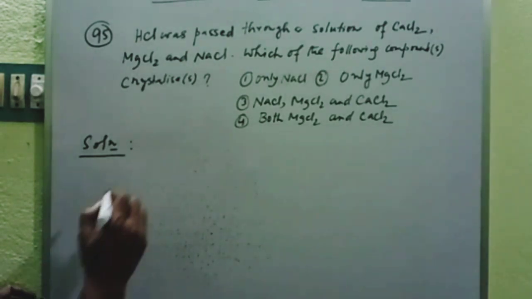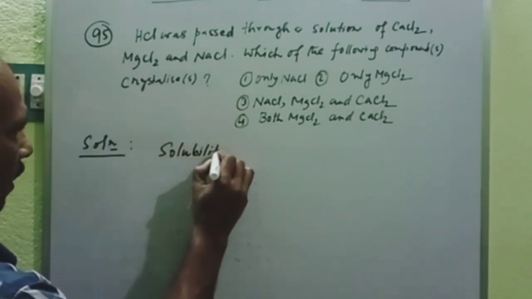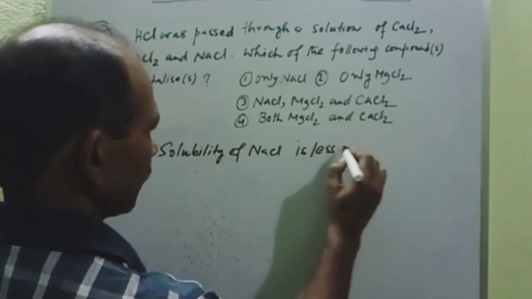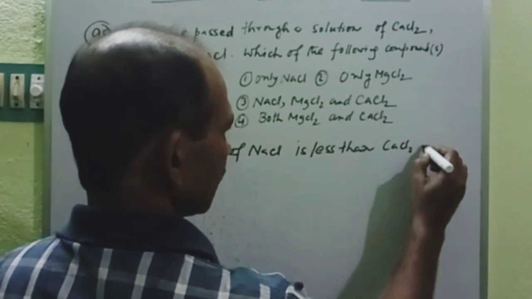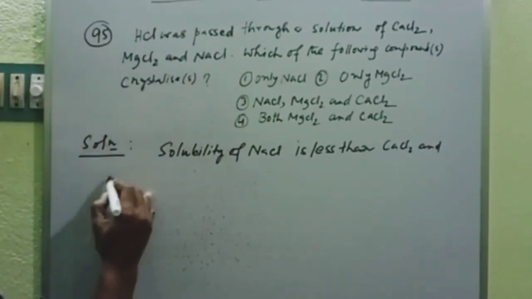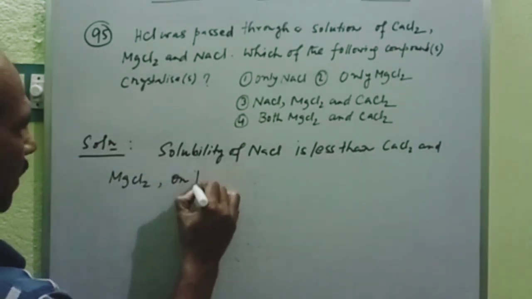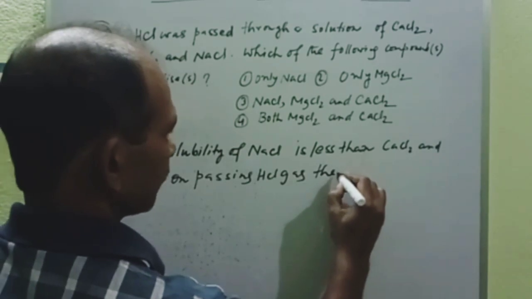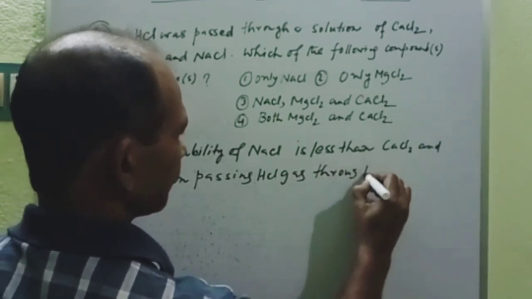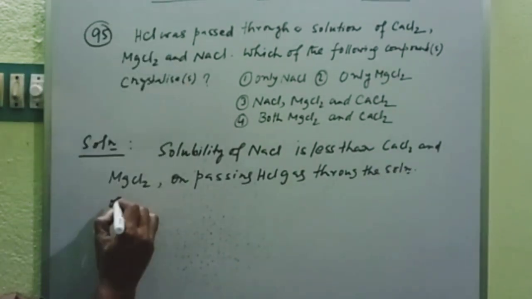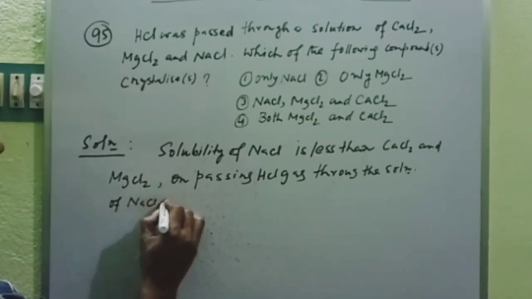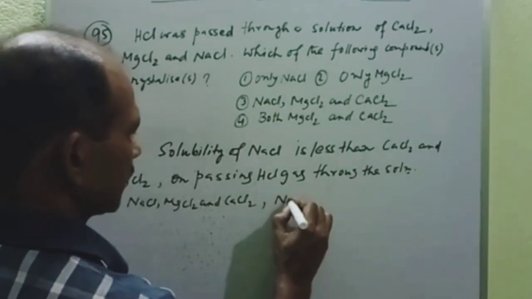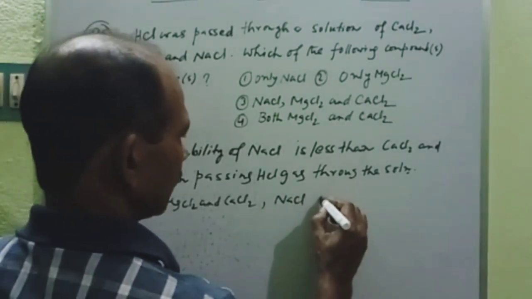As the solubility of NaCl is less than calcium chloride and magnesium chloride, on passing HCl gas through the solution of NaCl, MgCl2 and calcium chloride, NaCl, that is sodium chloride, only precipitates.